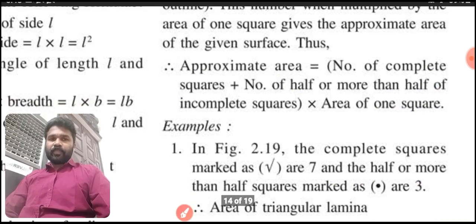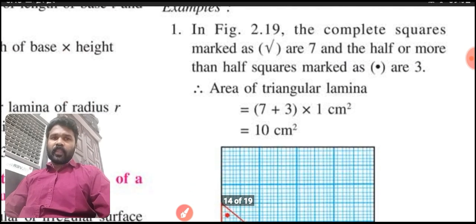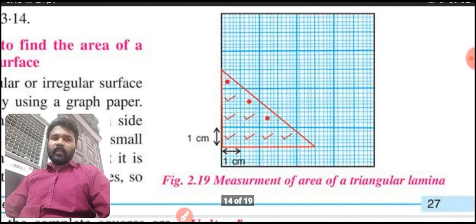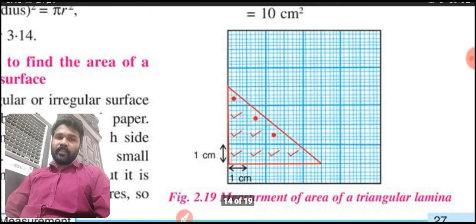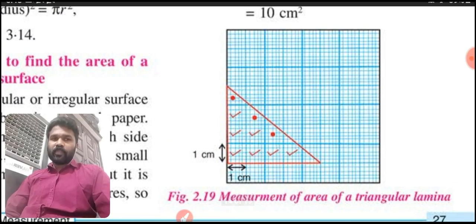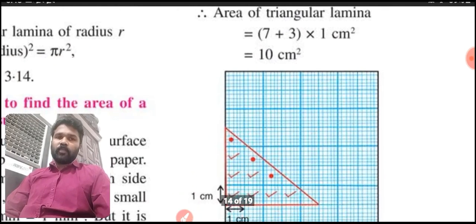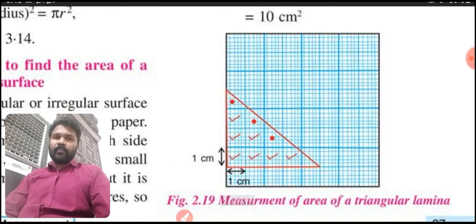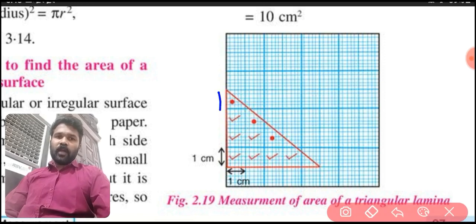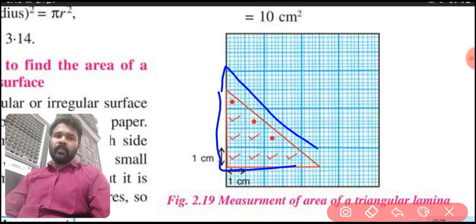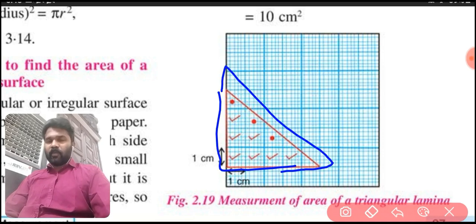Here a few examples are given in figure 2.19. Observe figure 2.19: it is an example of measurement of area of a triangular lamina. We are going to find out the area of a triangular lamina. We have already kept the triangular surface there, and we have already marked the outline.